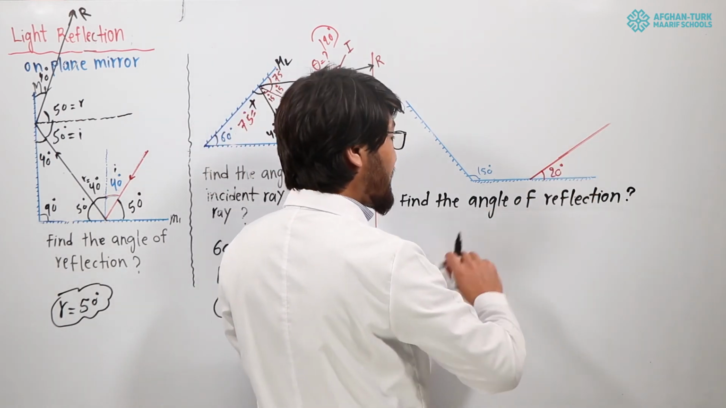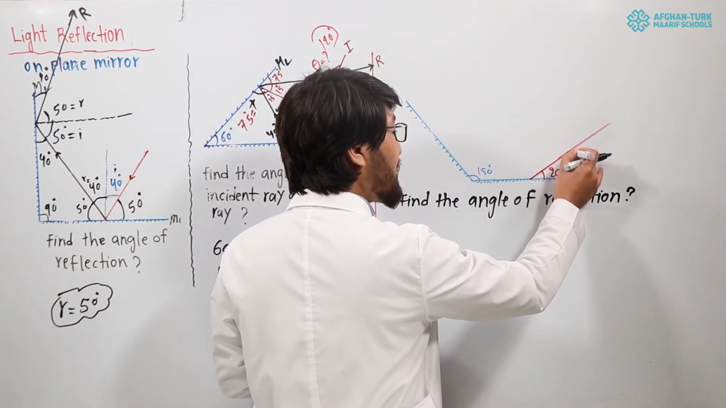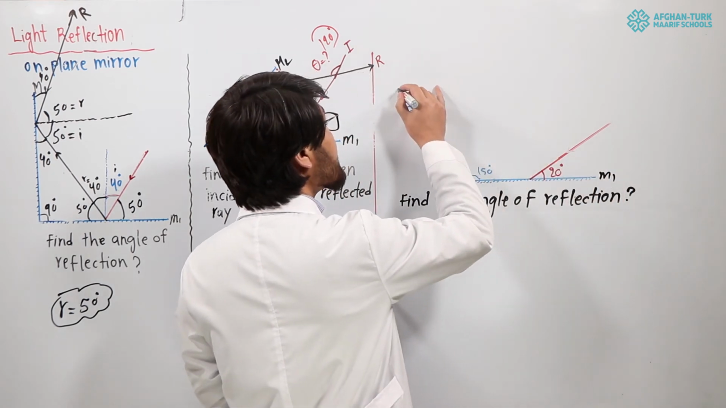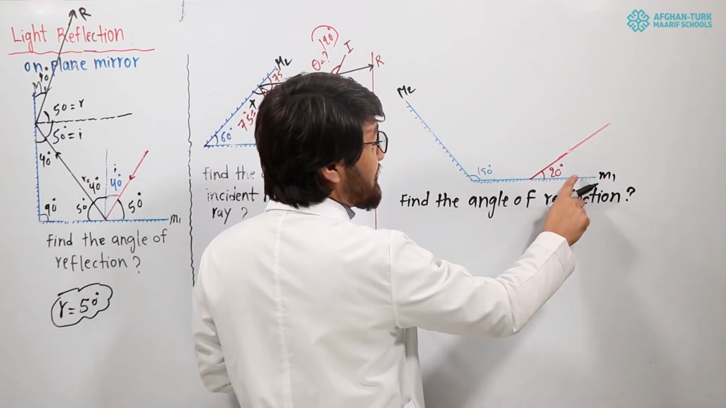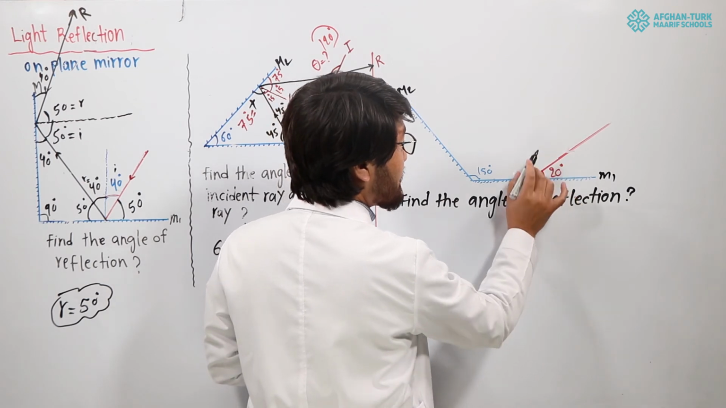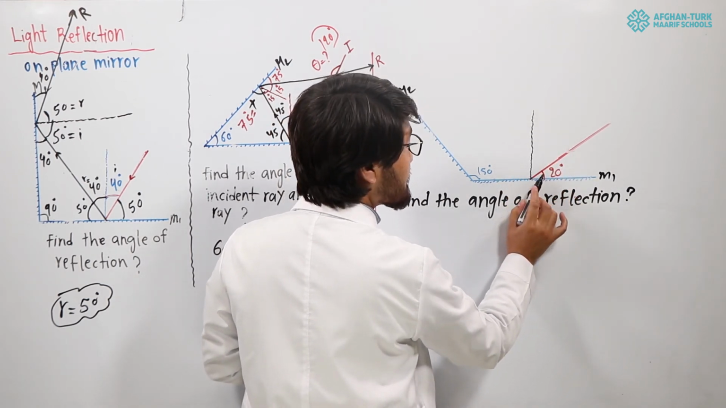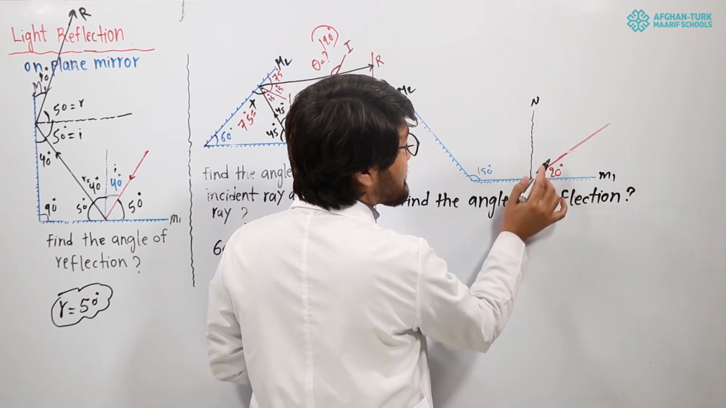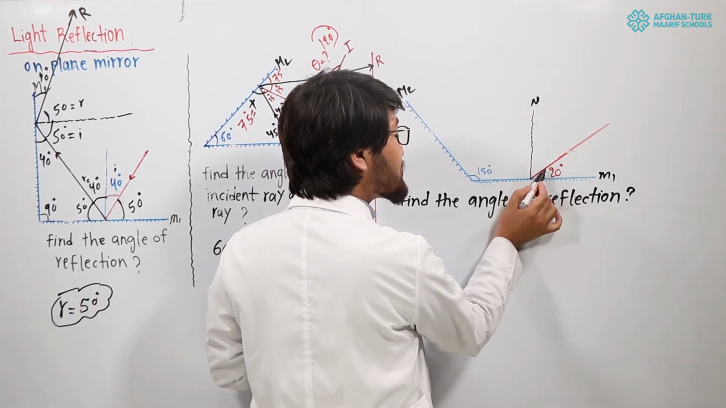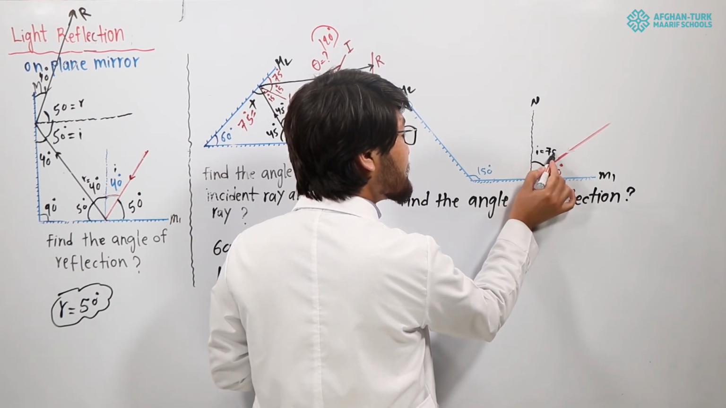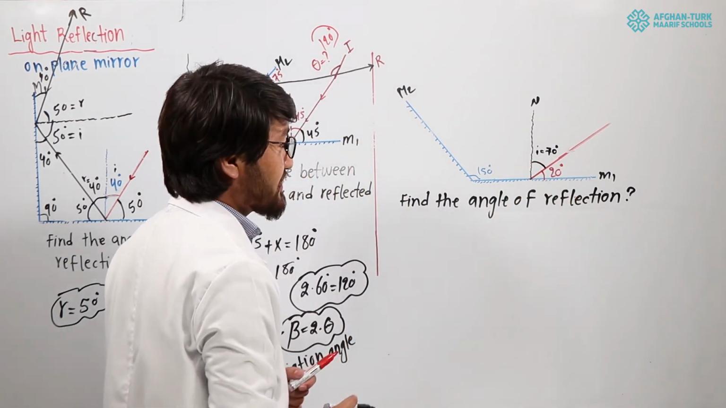The incident ray makes with mirror. This is M1, mirror 1, and this is mirror 2. Mirror 20 degree. Now I will draw a normal. This normal. Okay, if this angle is 20, this angle, it means I should be 70 degree, that make 90 degree.